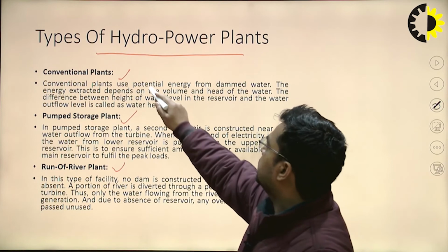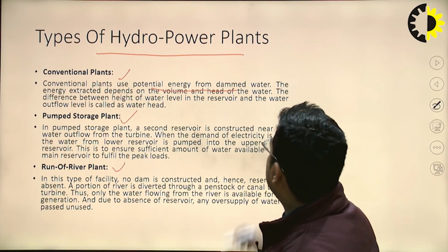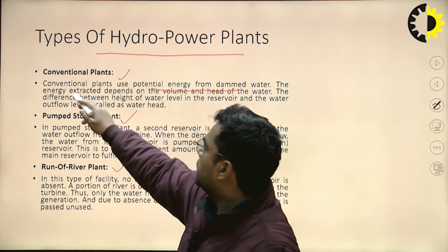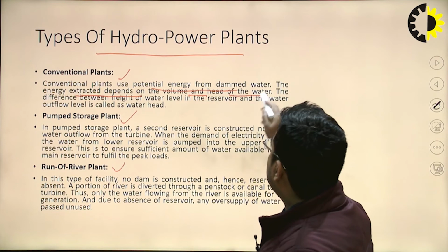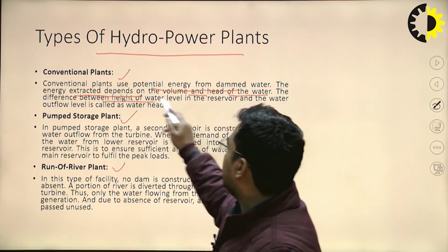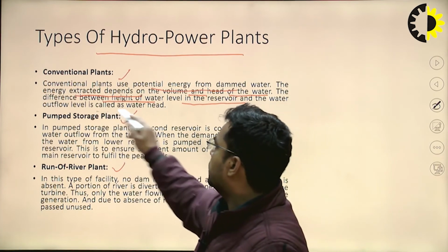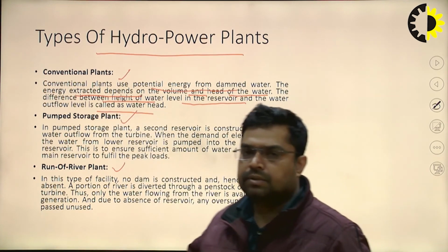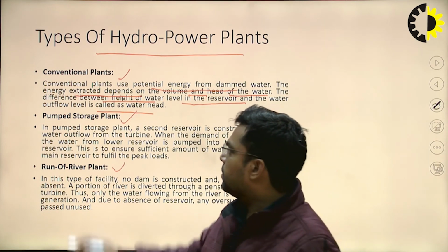This is used for just potential energy from dammed water. The energy extracted depends upon the volume and height of the water. The difference between the height of the water level in the reservoir and the water outflow is called the water head. This is the simple working of the conventional kind of hydroelectric power plant.